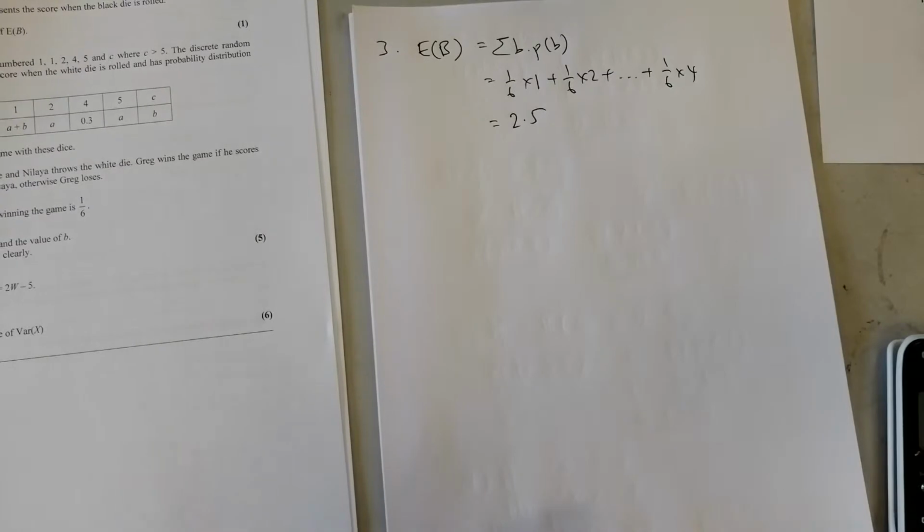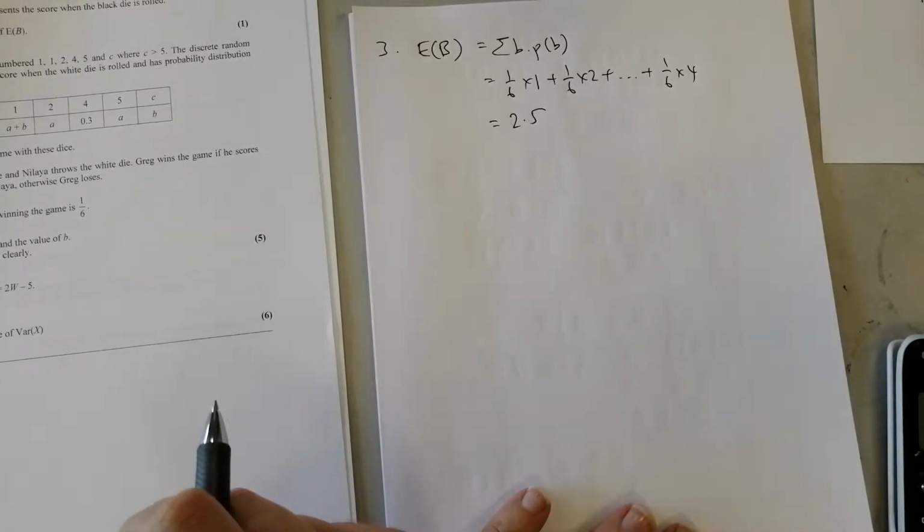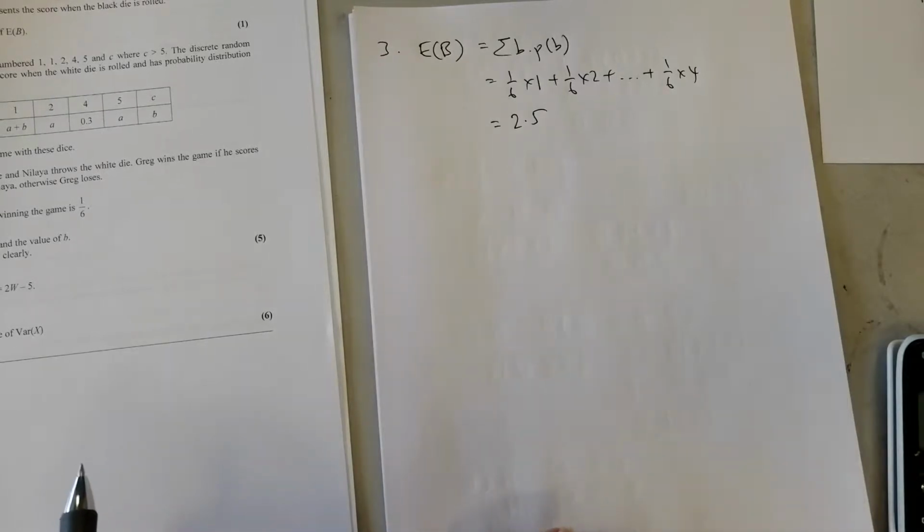A white die has sides 1, 2, 1, 1, 2, 4, 5 and c, where c is bigger than 5. The discrete random variable w represents the score when the white die is rolled and has a probability distribution that looks like that. Greg and Nelia play a game with these dice. Greg throws the black die, Nelia throws the white die. Greg wins the game if he scores at least 2 more than Nelia. Otherwise, Greg loses. The probability of Greg winning is a sixth. Find the value of a and b.